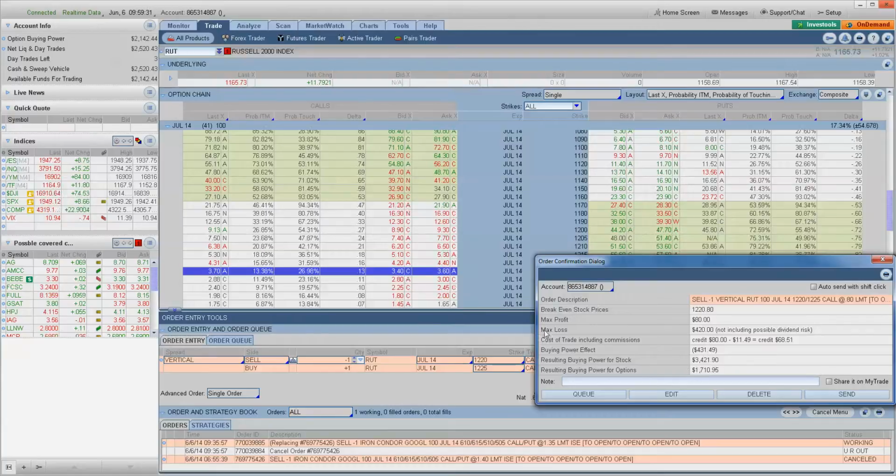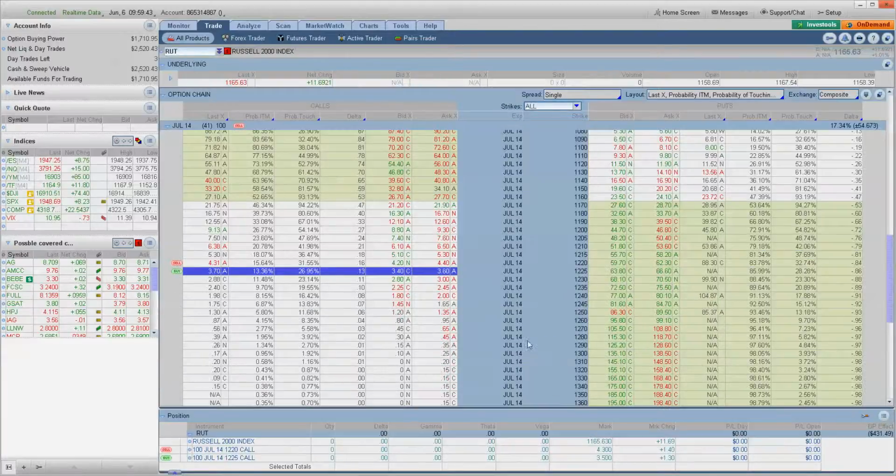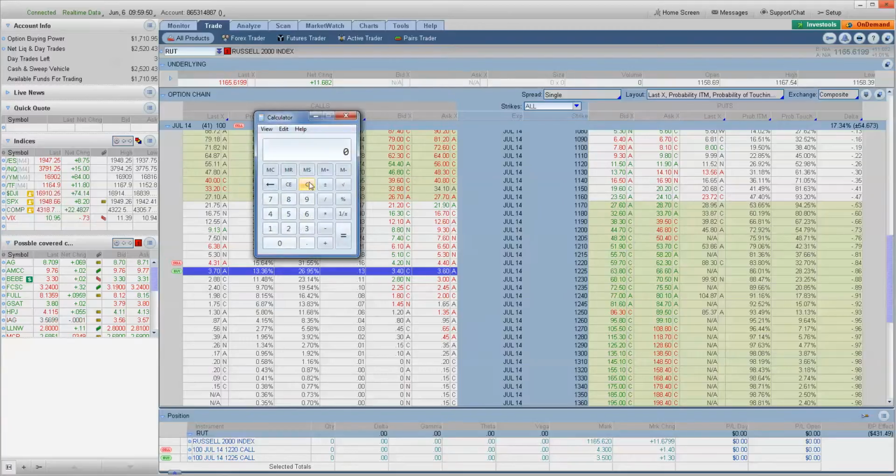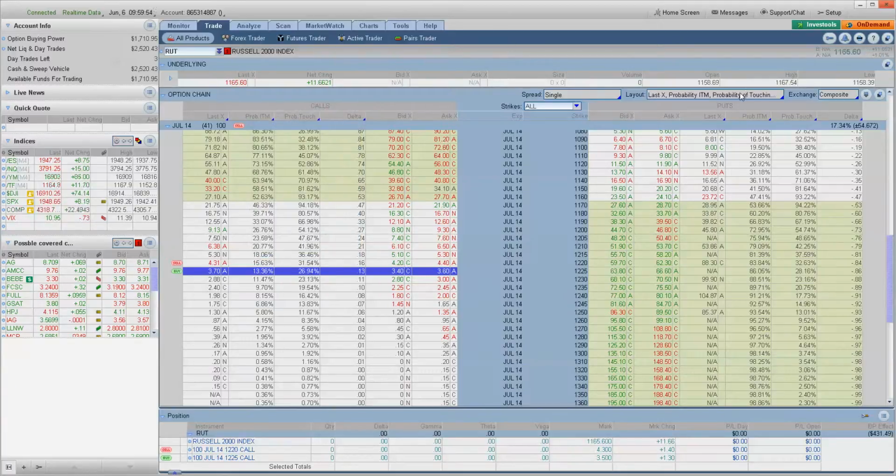So the other thing that can happen is if the RUT just goes flying down, we can put on another trade. So we're just going to send this one off, and try to get 25% out of that as well. Actually, we'll probably get a little more than 25%, but that's the two trades we're going to be doing.